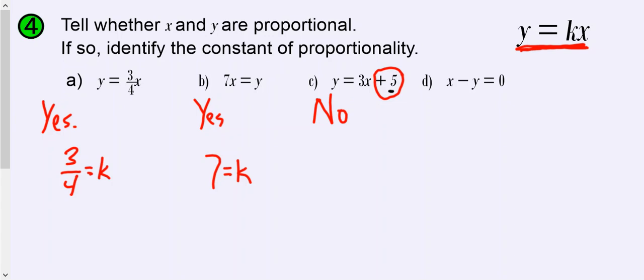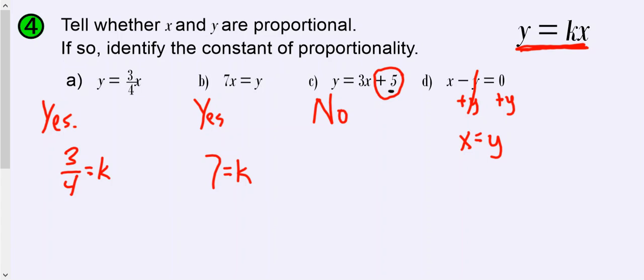Alright, and then the last one, D, we have x minus y equals 0. Because we have no numbers adding or subtracting in the equation, we can put the y on the other side of the equation by adding y to both sides. If we add y to both sides, we'll cancel here and we'll get x equals y.